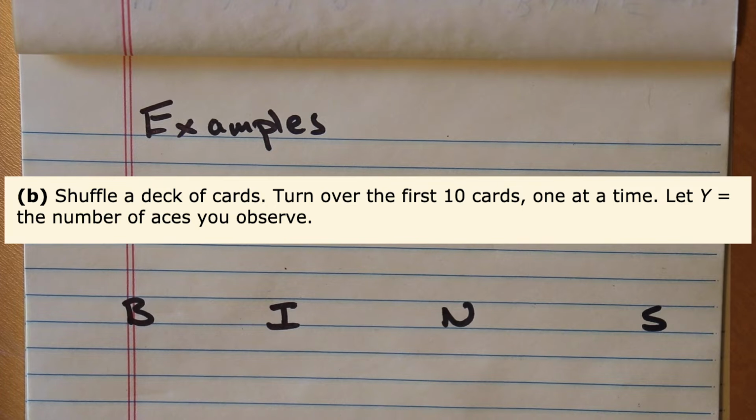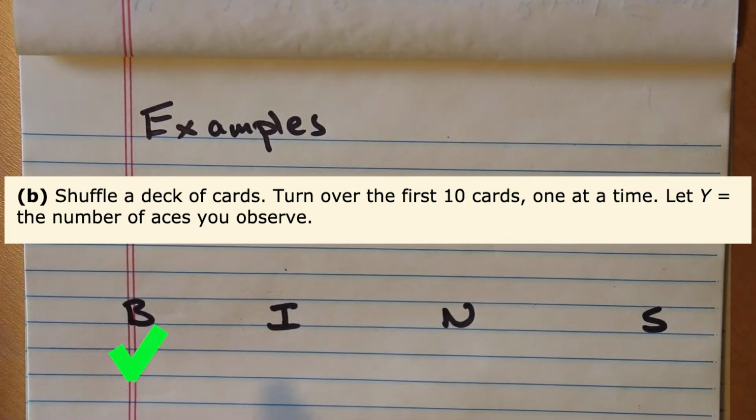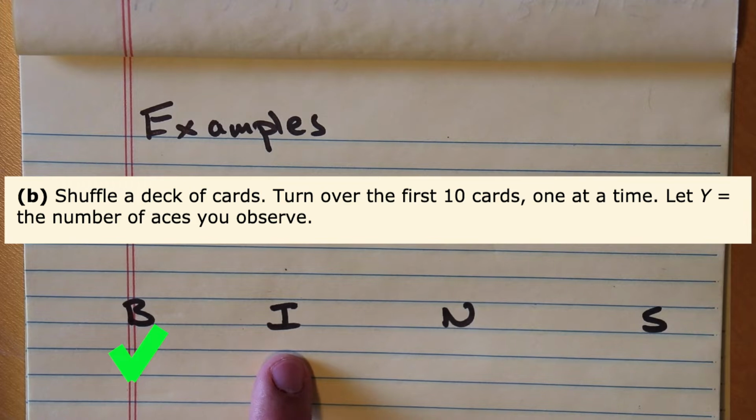Let's take a look at the next example. You shuffle a deck of cards and turn over the first 10 cards one at a time. Let Y be the number of aces you observe. Is it binary? Yes, because it's either an ace or it's not an ace. So there's only 2 outcomes for this random variable. Independent? No. If the first card you turn over is an ace, then the next card is less likely to be an ace because you haven't replaced it in the deck of cards. And also, if the card was not an ace, then it'd be more likely that the next card was an ace. So this is not a binomial random variable.